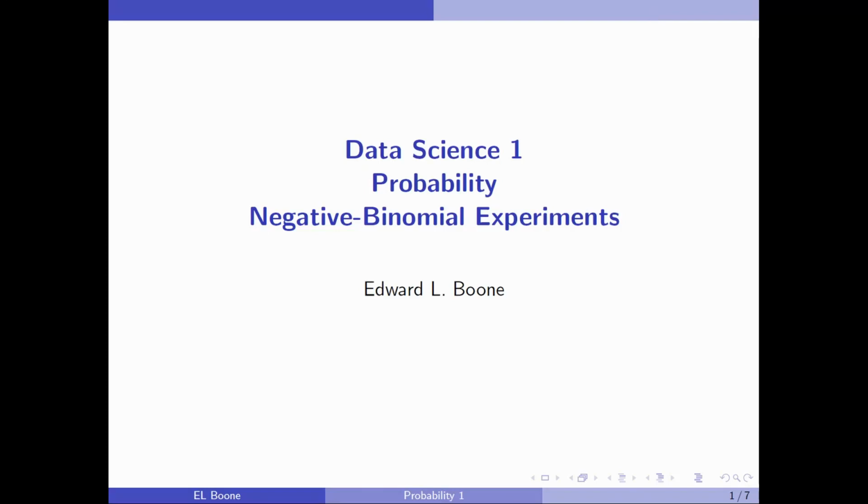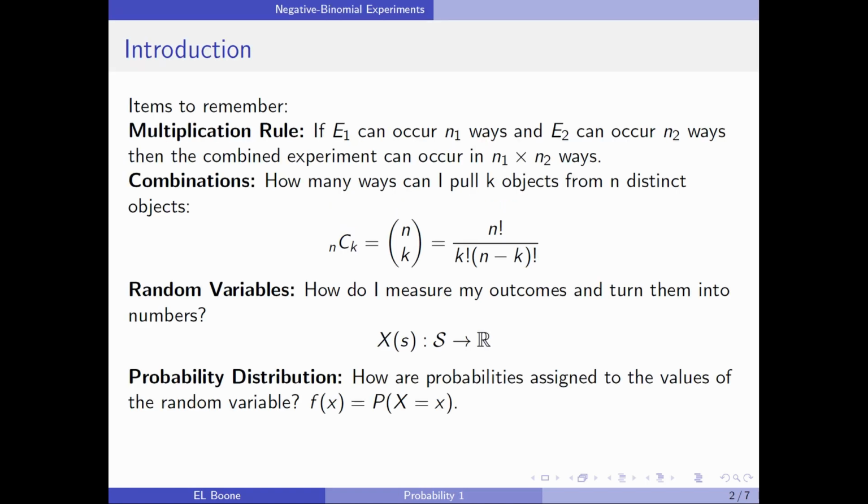Welcome to Data Science 1, Probability, Negative Binomial Experiments. Okay, some things we're going to need to know for this particular video. If you're not comfortable with these, you might want to go back and look at the previous videos. We need the multiplication rule, combinations, random variables, and probability distributions.